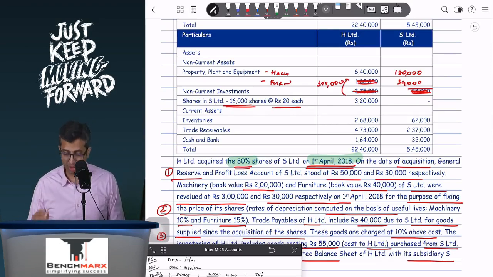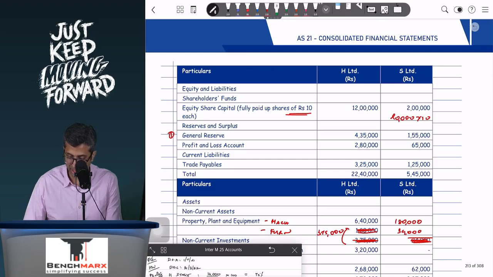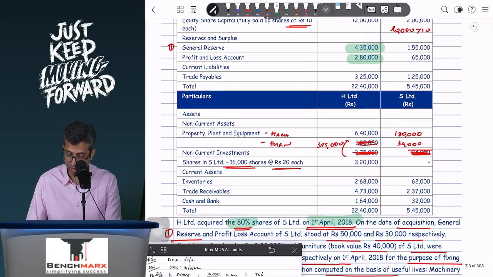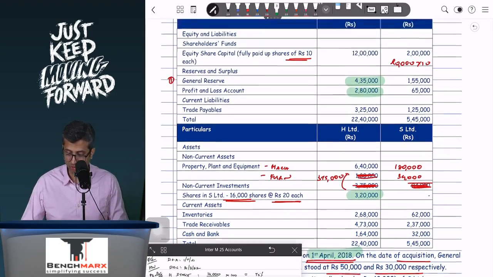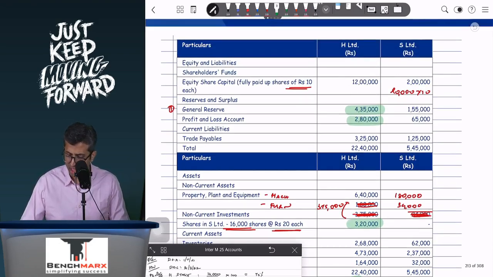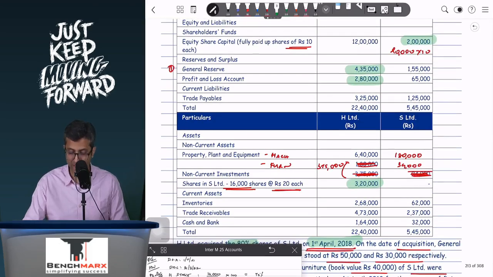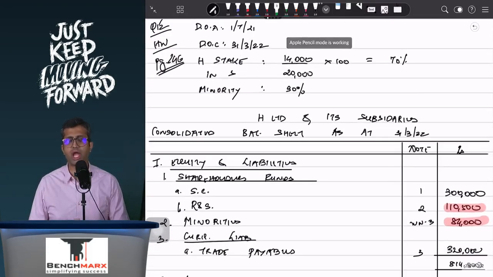Then you will go to working note number 1. In working note number 1, in a columnar form, you will show the reserves of the parent, which is 4,35,000 on the general reserve, 2,80,000 on the profit and loss. Then you will go to working note number 2, which is on investment, where you will show investments appearing at 3,20,000. And then you will attribute the share capital of the subsidiary, which is 2 lakhs, 80-20, 1 lakh 60, and 40,000.